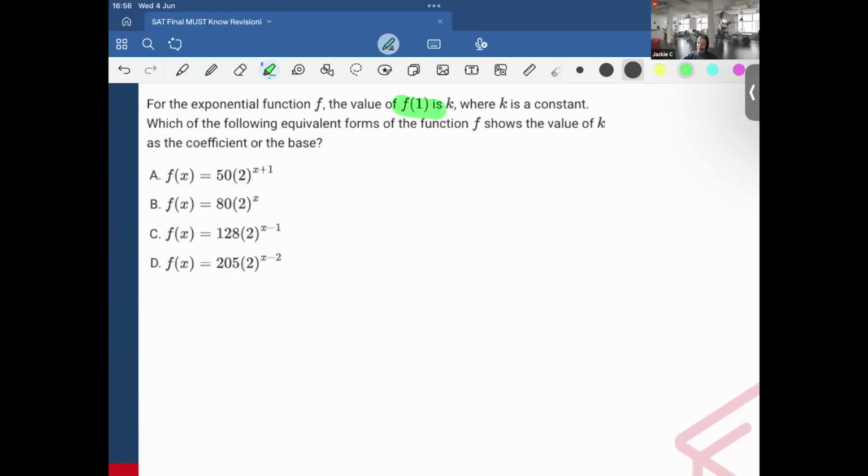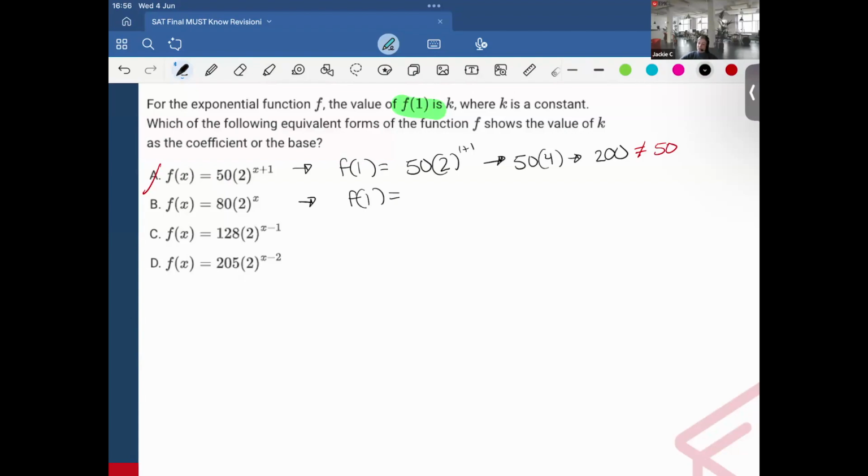Which of the following equivalent forms of the function f shows the value of k as the coefficient or base? So the coefficient or base is going to be 50, 80, 128, and 205. All you have to do, for example, is put in f of 1. That's equal to 52. This would be 1 plus 1, which would be the same as 50 times 4, which is 200. And 200 does not equal the constant or coefficient base of 50, so I can discard A. And then I would just go ahead and do that for each of the choices.